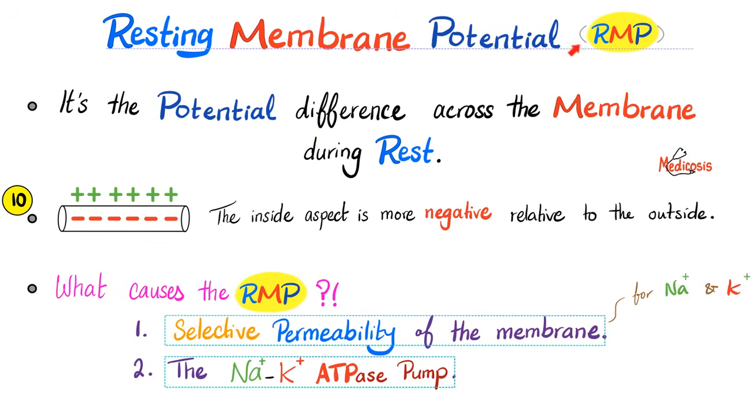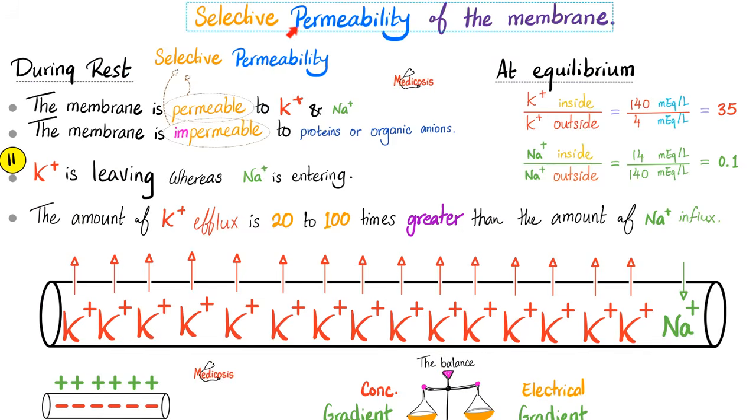Nugget number 10: during resting membrane potential, the inside is more negative. What causes that resting membrane potential? Two things. Selective permeability to potassium and sodium, and then the sodium-potassium ATPase pump. What is selective permeability? It means that the membrane is selectively permeable. No kidding. It means I get to choose. If I want sodium to move, potassium to move, that's fine. If I want proteins not to move, it's up to me.